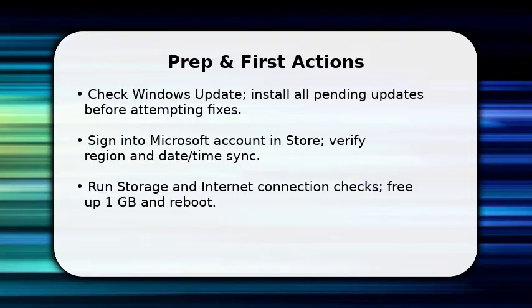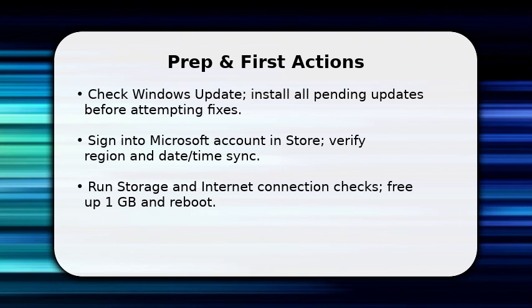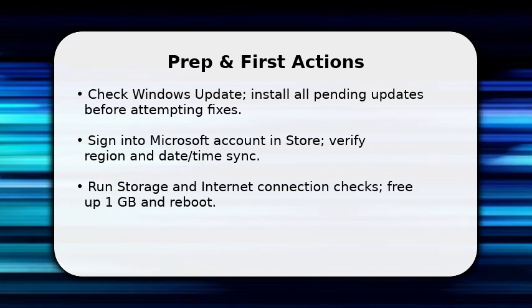You start by verifying the essentials. Update Windows, sign into the Microsoft account, and confirm date, time, and region match your location. Once done, free at least 1 GB of disk space and restart the PC so cache is clear. Next, open Settings and run the internet connections and storage troubleshooters to catch common issues automatically. Doing these steps first removes simple causes, so you don't waste time on deeper fixes when the problem is just a missing update or account mismatch.